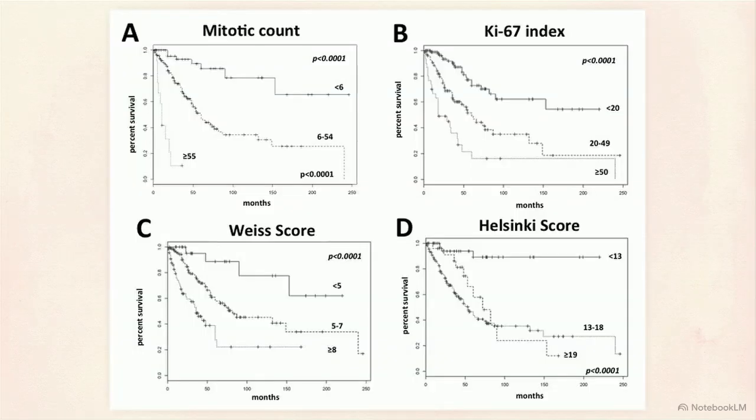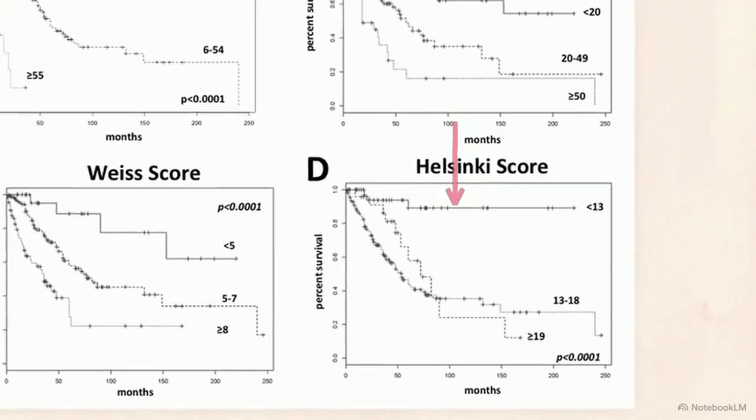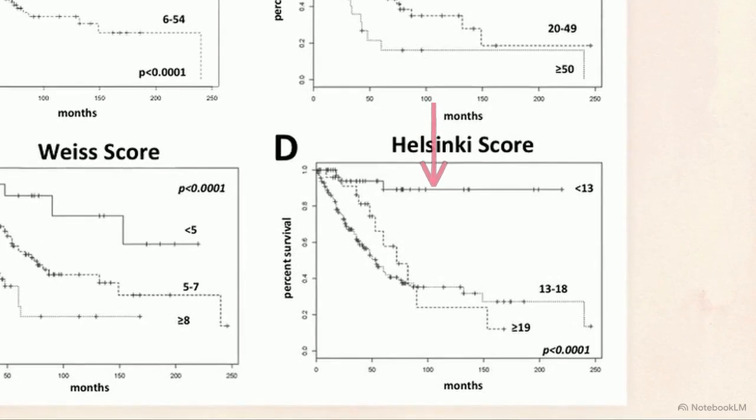This set of Kaplan-Meier survival curves shows how these scores stratify patient outcomes. There is a sharp divergence between cohorts. A Helsinki score below 13 indicates significantly longer survival, while a score of 19 or above signals a highly aggressive tumor with a worse prognosis.